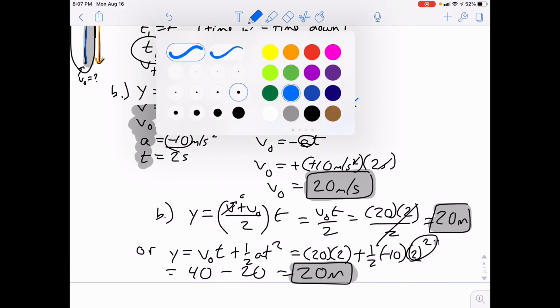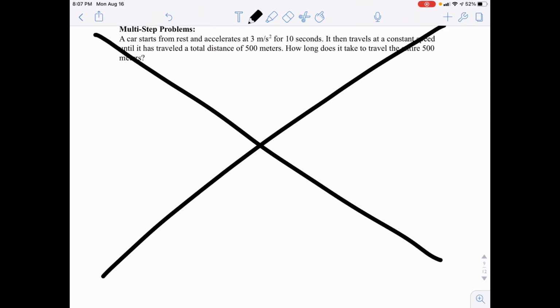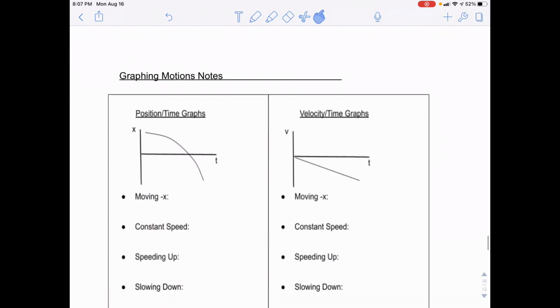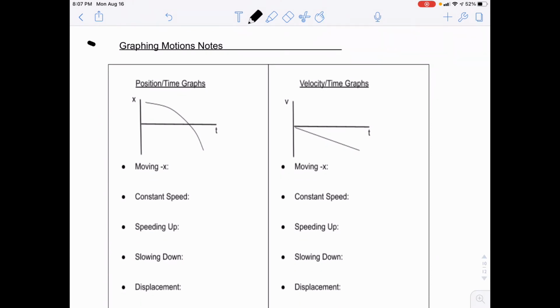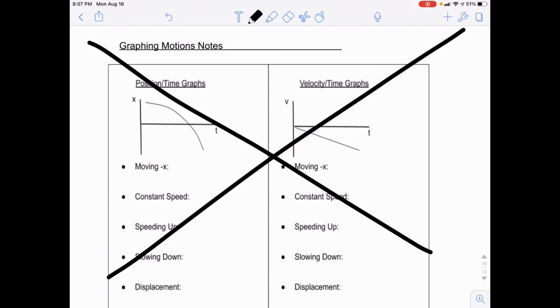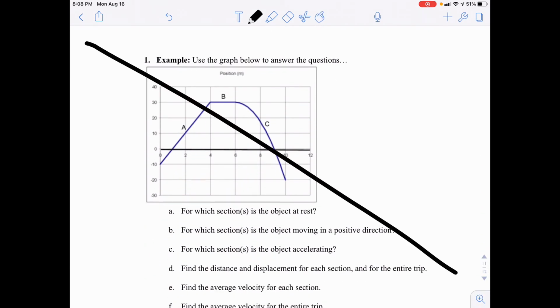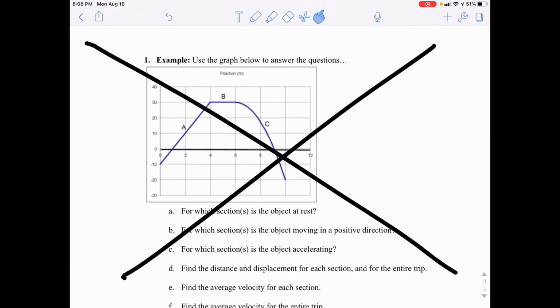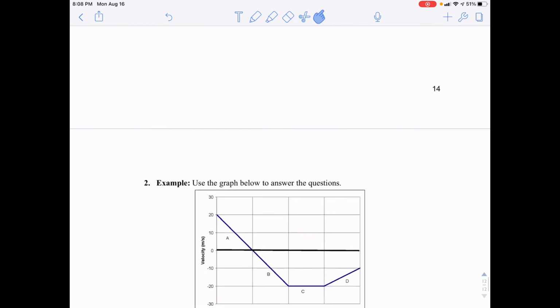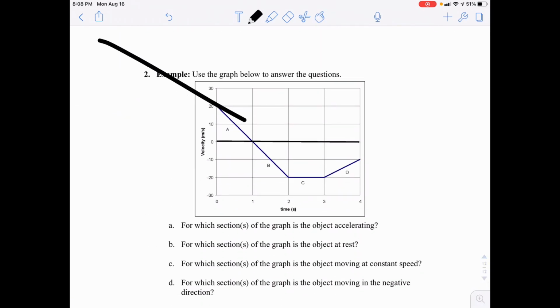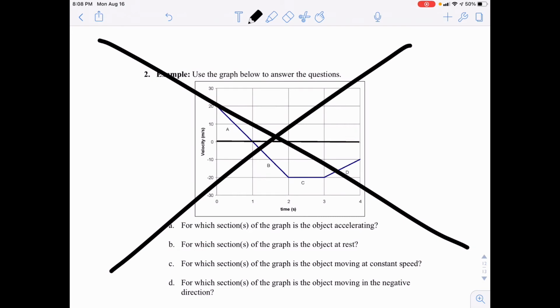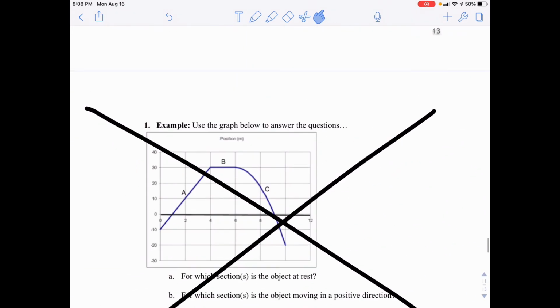Again, ladies and gentlemen, do not do the next page on multi-problem steps. Go ahead and skip that. Graphing notes, go ahead and skip that. The example 1 that has the graphing question on there, skip that. And then finally, example 2, which also has a graphing question, skip that. So we're going to skip these last 4 remaining pages.